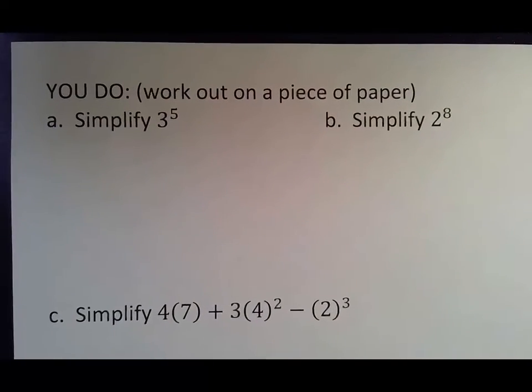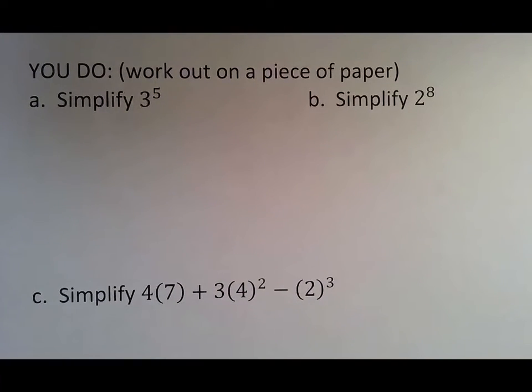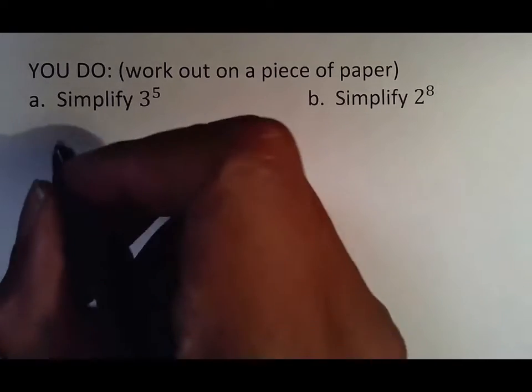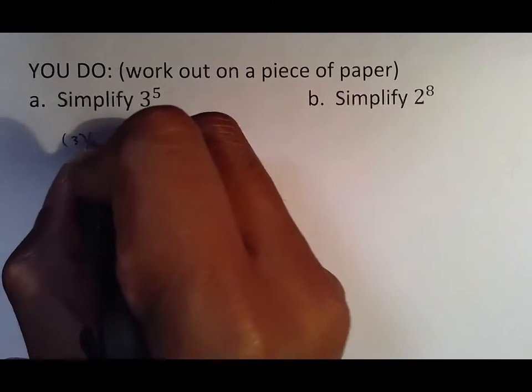Take a second and try A and see how it works. See what you get. And let's see where we go from there. I'll go ahead and work that out now. 3 to the 5th means 5 3s.